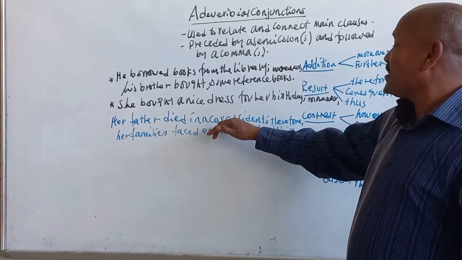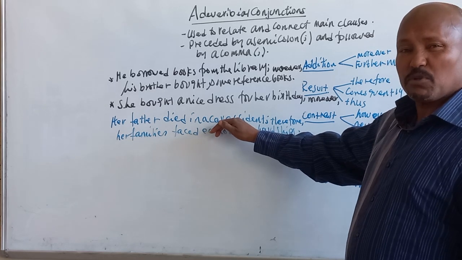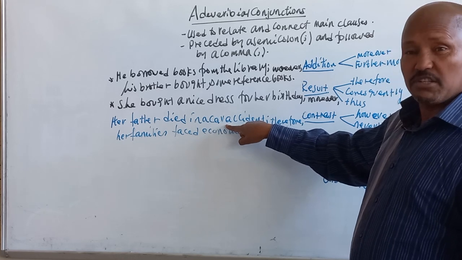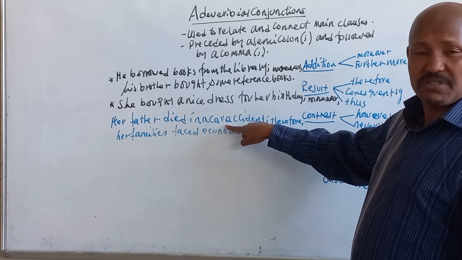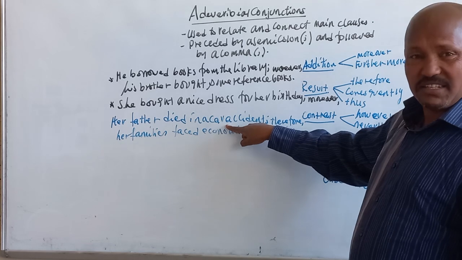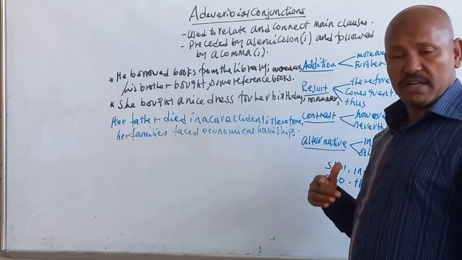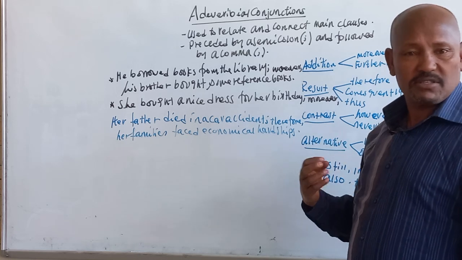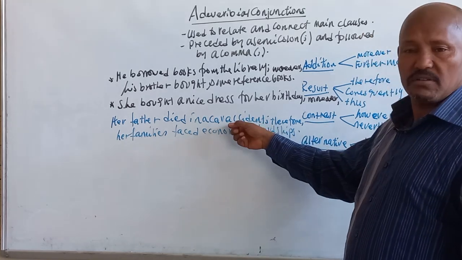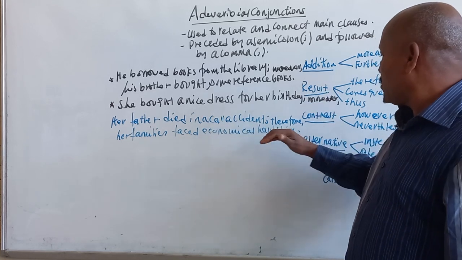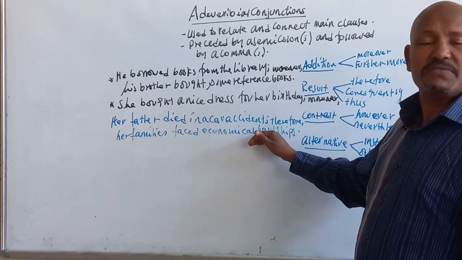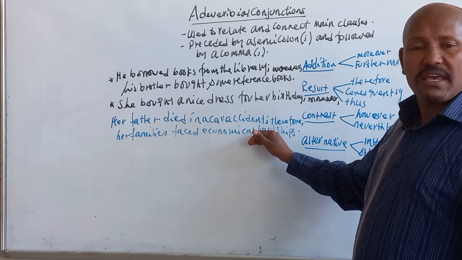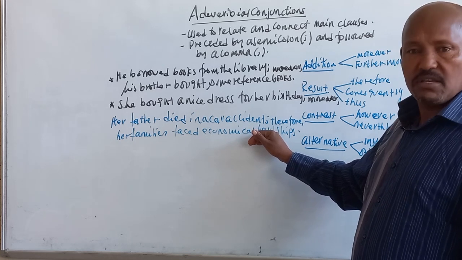Look here, her father died. This is the cause. There is a problem here, because her father just died in a car accident. Because of this, the result was what? Her family faced economical hardships, an economical crisis. So this is the result for the first one. In this case, we can just use result adverbial conjunctions. Yes, that is therefore, consequently, and thus.